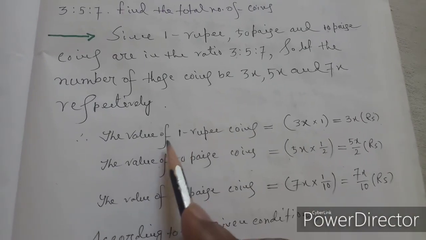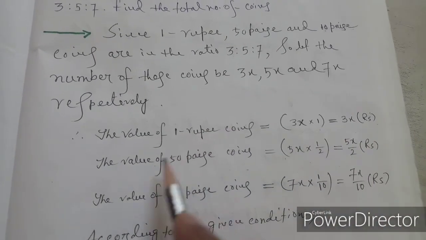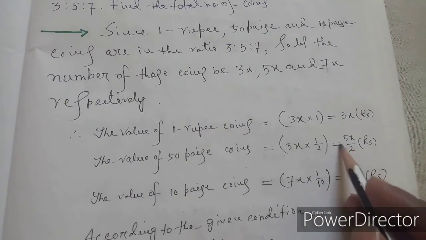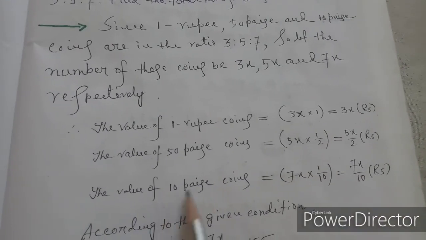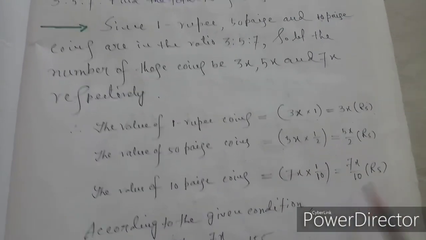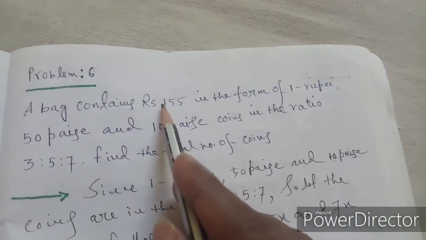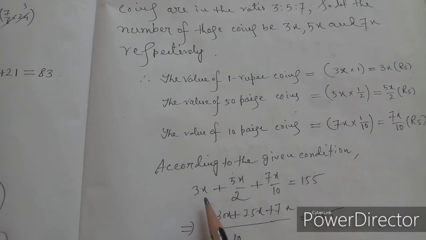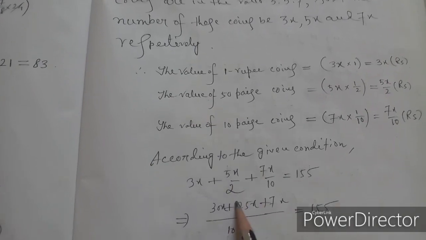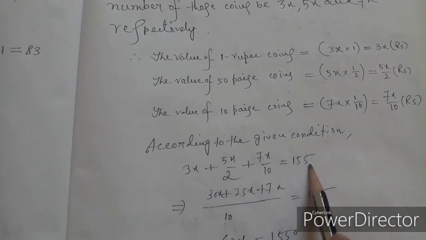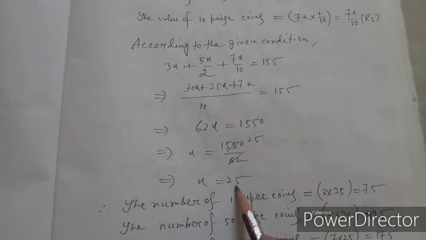So value of 1 rupee coin is 3x, value of 50 paisa coin is 5x by 2, and value of 10 paisa coins is 7x by 10. So now total rupees is what? 155. So according to the given conditions, we get 3x plus 5x by 2 plus 7x by 10 equal to 155. After simplification we got x equal to 25.